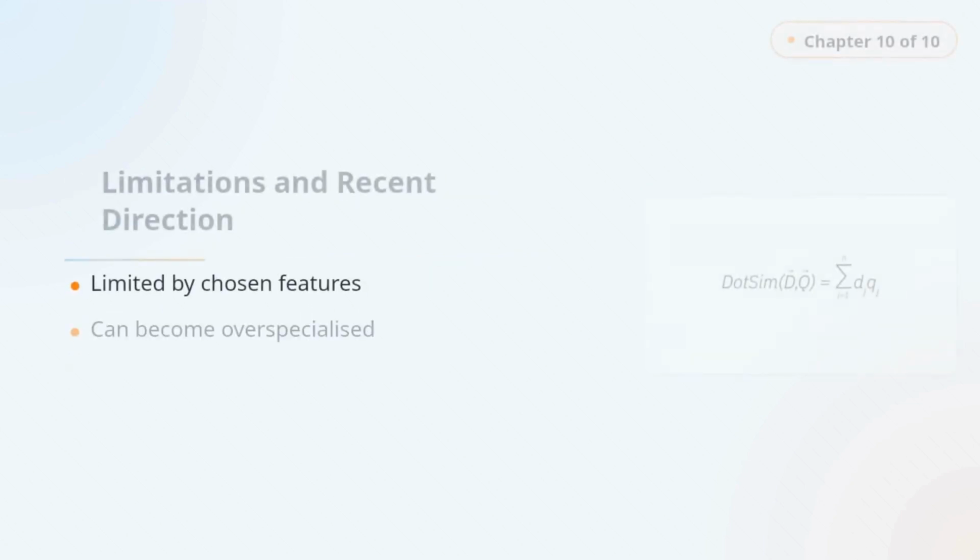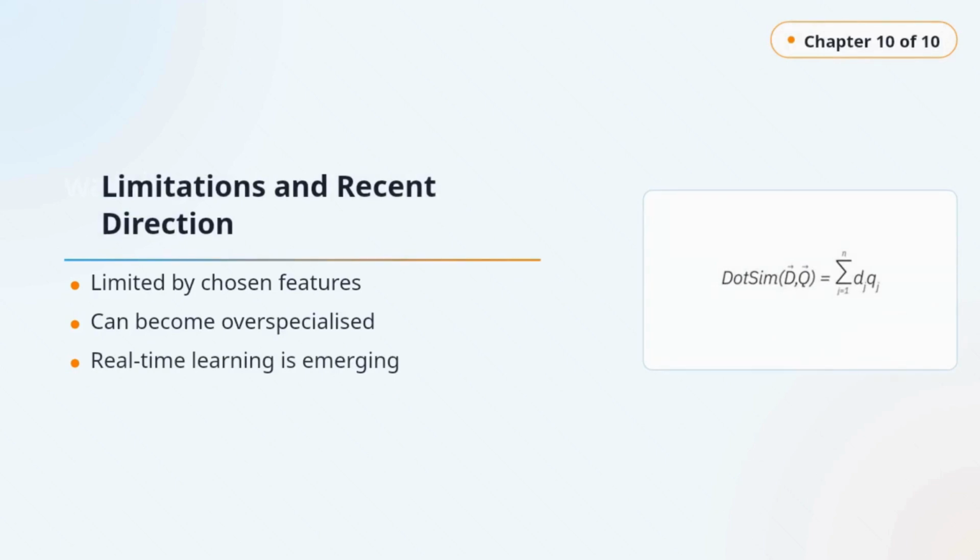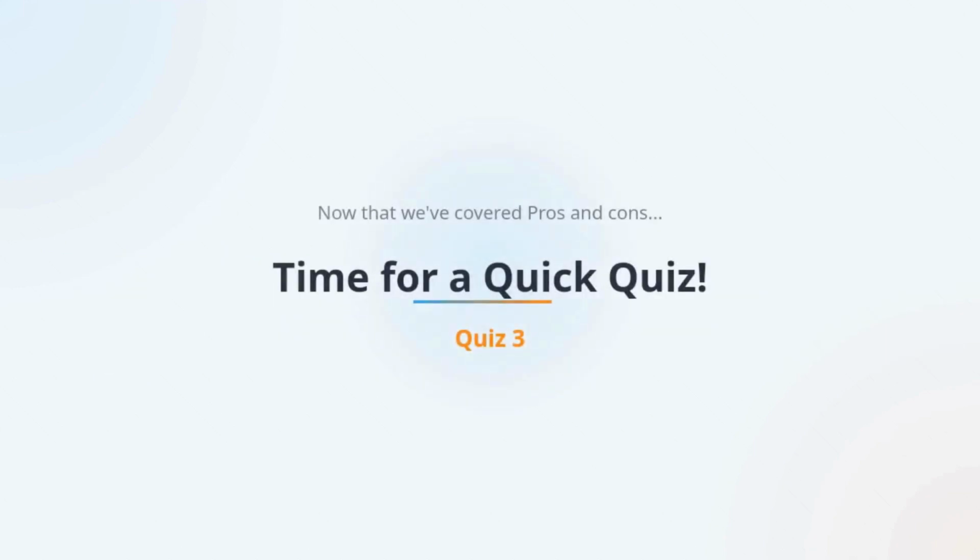The main limitation is feature limitation. If the item profile misses something important that the user actually cares about, the recommendation may not feel relevant. Another issue is over-specialization. Because the system keeps recommending items similar to what the user already liked, it may fail to introduce fresh or surprising options. Recent research suggests more dynamic approaches, including reinforcement learning, where recommendations update continuously based on user feedback like clicks, skips, and purchases.